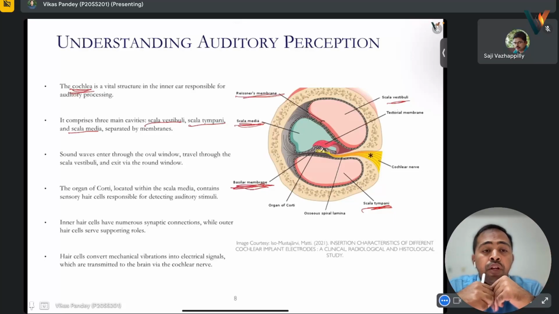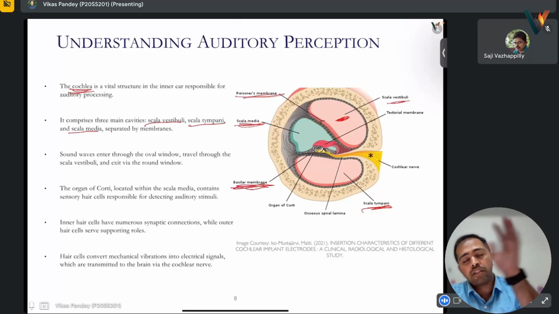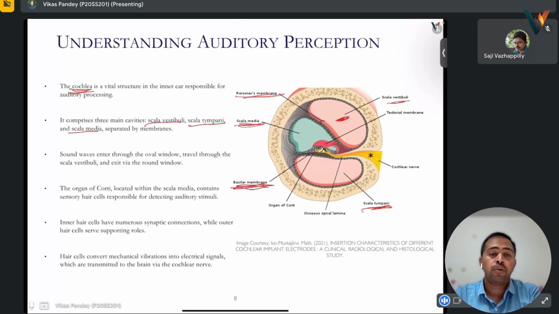Three structures. So sound waves enter through the oval window and travel through the scala vestibuli. So first it travels through this. Sound waves, when we are talking about the vibration that has been converted in the middle ear. Okay, and then exit via the round window. Then there is something called the organ of Corti that is located within the scala media. From here it will enter from the oval window, exit from the round window, and then it will enter the scala media.